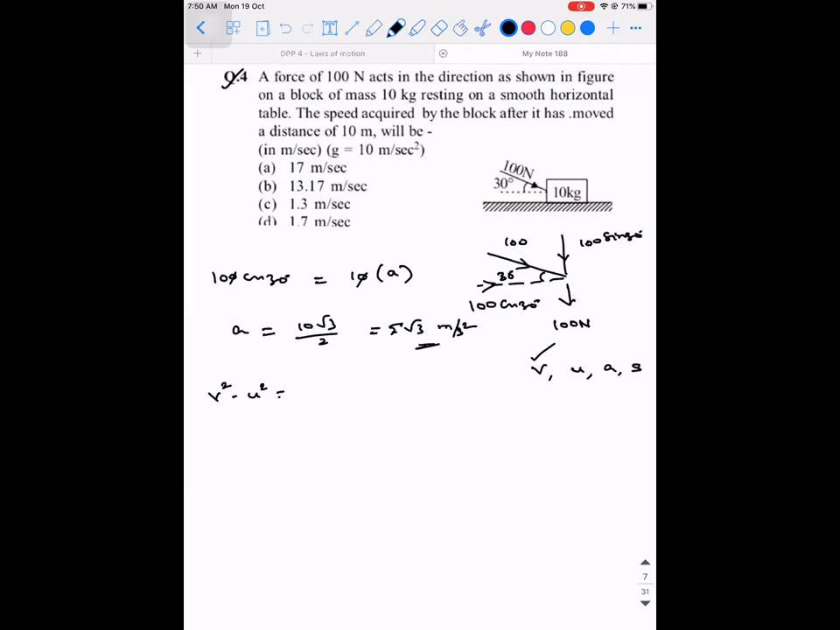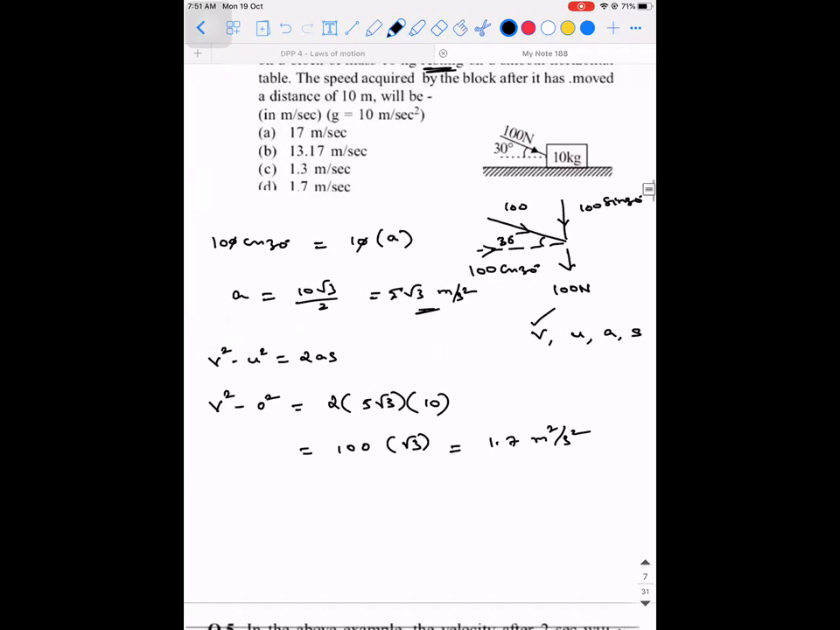So use V square minus U square is equal to 2AS. So V square minus 0 square, because they use the word resting, is equal to 2 into acceleration 5 root 3 into the displacement, which is how much, guys? 10. So 10 into 10, 100, 100 into root 3, that is 1.73, into 100, 173 meter square per second square.